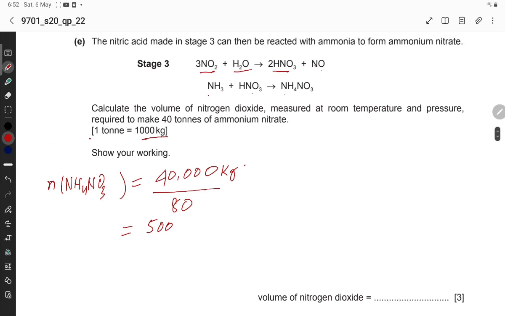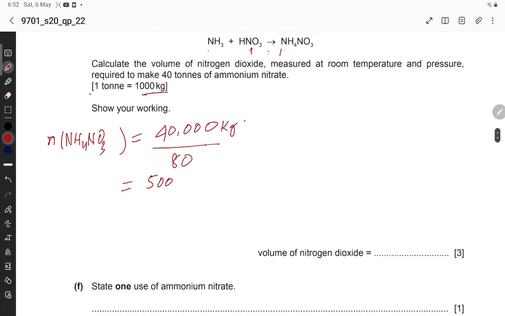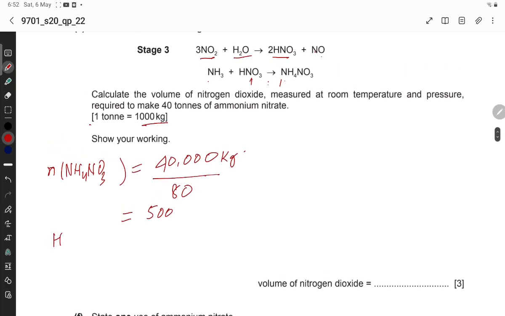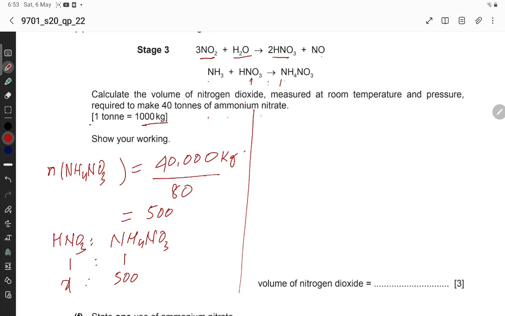Now there is a 1:1 ratio in stage 3 between HNO3 and ammonium nitrate, so the moles of HNO3 is also 500, or X. Similarly, we have to calculate the volume of nitrogen dioxide required to make 40 tons of ammonium nitrate. How do we calculate the volume of nitrogen dioxide?